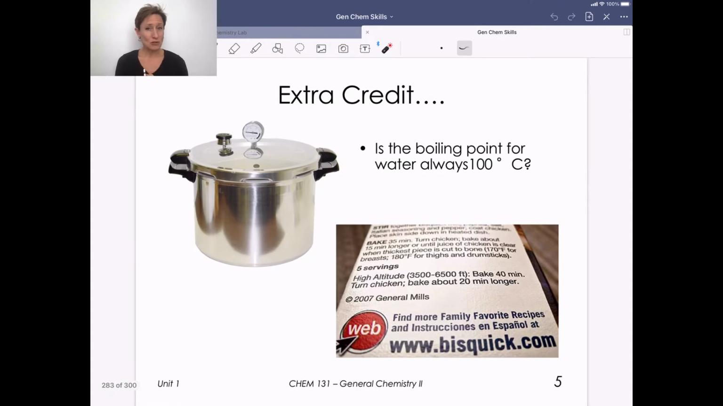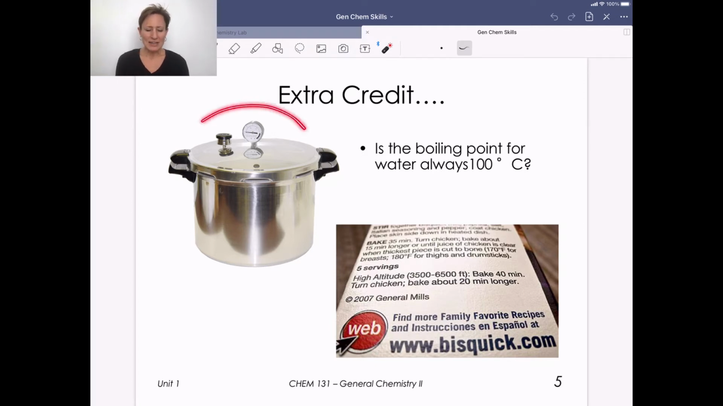So I've got an extra credit question for you. Little kind of Easter egg put in here. You need to send me an email and let me know the answer to this. Is the boiling point for water always 100 degrees C? And you can't just answer yes or no. You have to explain your answer.